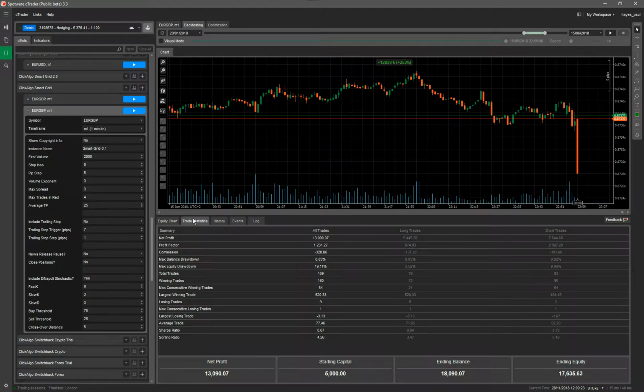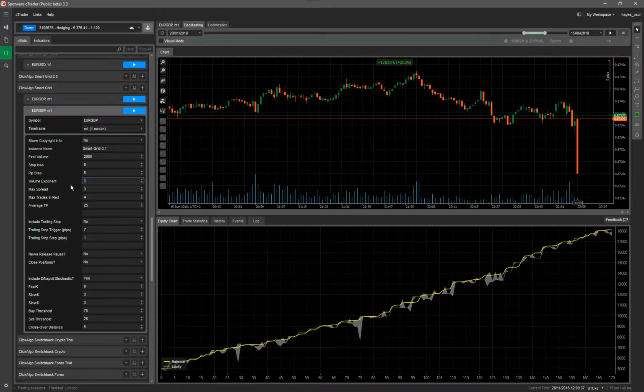If I go to trade statistics, you've got a net profit of £13,000, starting capital of 5, ending equity of 17,000, and the drawdown is 19%. Okay, in our view, that's too high. So to be conservative, I would probably leave your volume exponent at something like 1 or 1. No, 1 means it will never increase. So we had 2 previously. I'm going to go to 1.5. I'm going back to 2, sorry, because it's the original value.